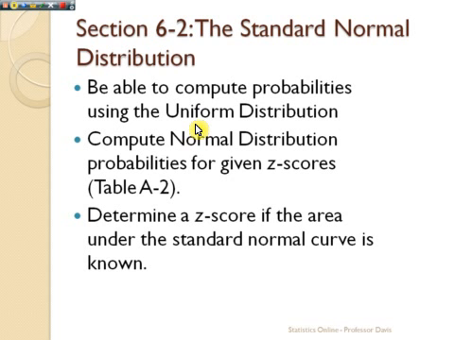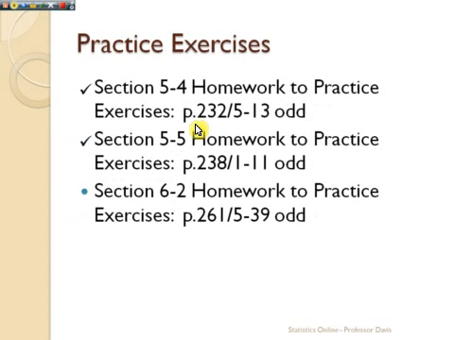So for practice exercises this week, starting on page 232 in section 5.4, we have exercises 5 through 13 odd. In section 5.5, starting on page 238, try 1 through 11 odd. And then finally, some practice there for computing normal probabilities in section 6.2, starting on page 261, problems 5 through 39 odd. So that is your topics checklist for sections 5.4, 5.5, and 6.2.